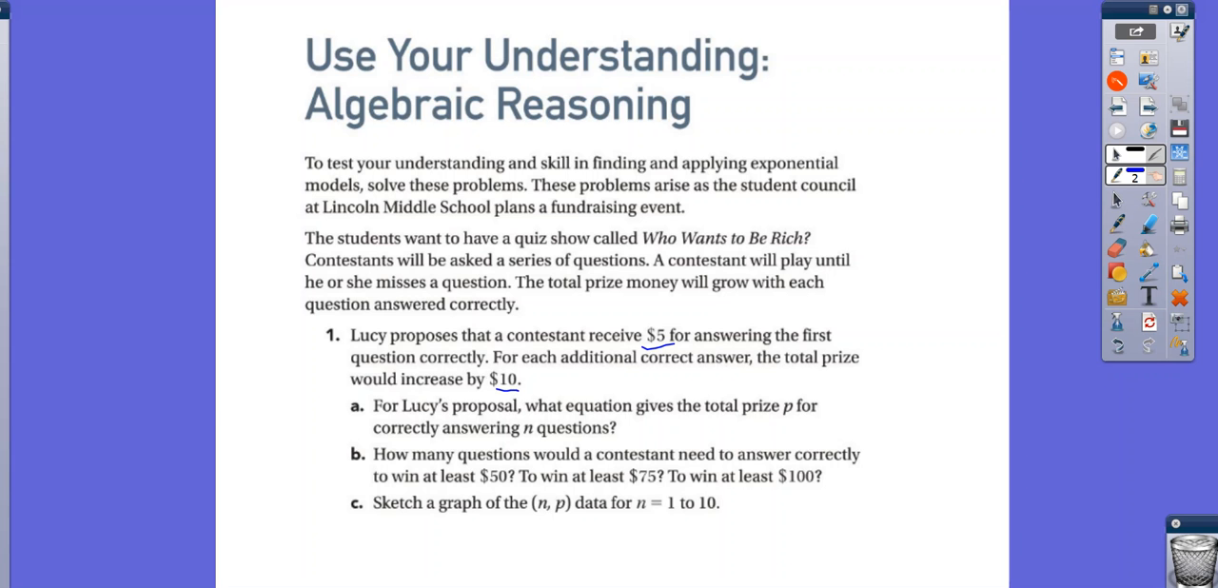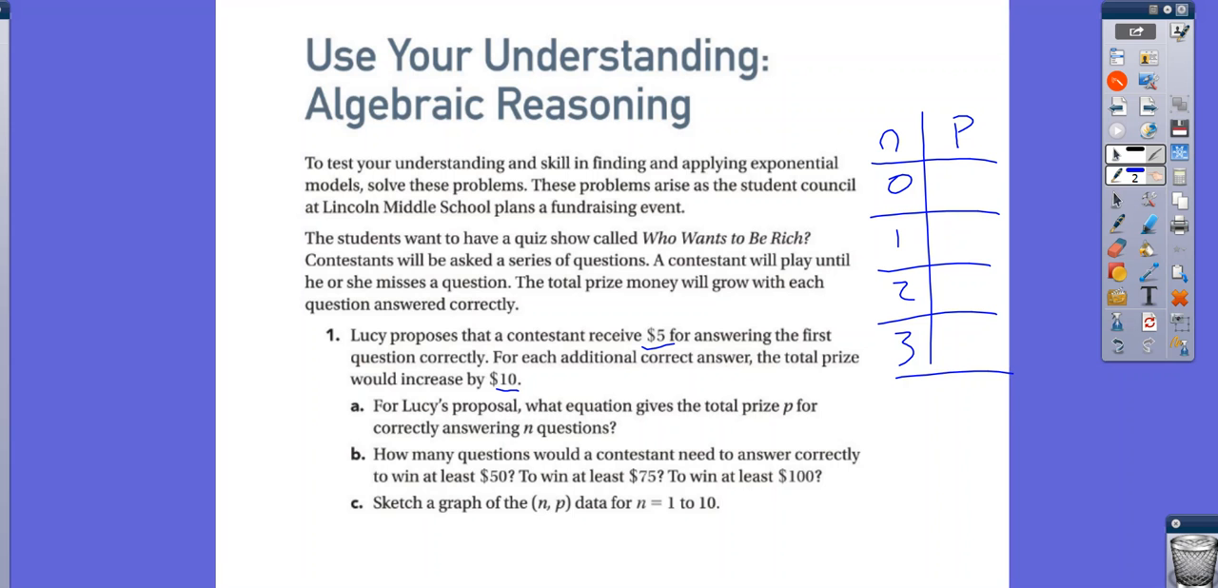So I want to make a table of this so I can understand what is actually happening here. So if I have my question number, how about N for number of questions, and D for dollars. Oh, it says N and P. So I won't do D for dollars, I'll do P for prize. So I always want to start my tables at 0. And I'm just going to make this short little table so I can figure out what type of relationship we're dealing with here. So it says $5 for the first question.